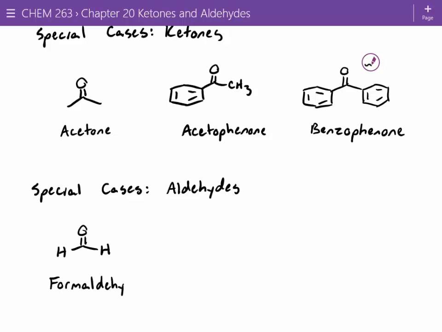It wasn't me. Formaldehyde used to be used in embalming fluid. Now it's used in making plywood and particle boards. It's a very strong binding agent. The next one is acetaldehyde.